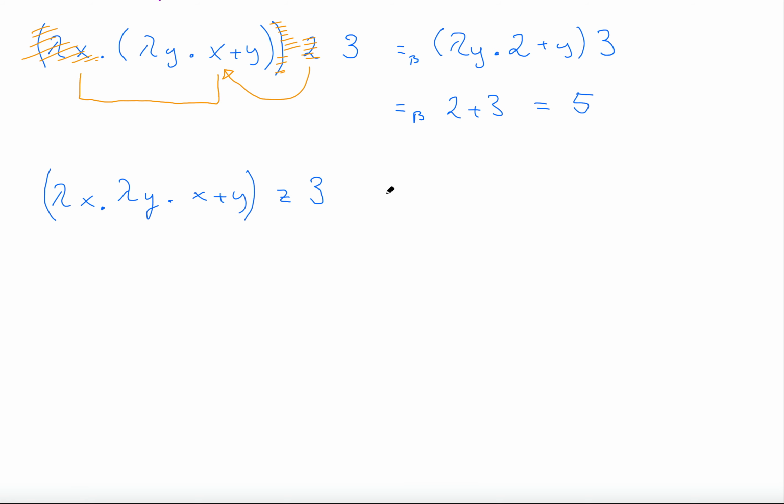So I can still do the same kind of computation, and it works in exactly the same way. Just where before I substituted 2 for x, I substitute now z for x. So I get lambda y dot z plus y, and then I get 3, and then I can still continue my computation, z plus 3. Now I cannot continue my computation because I don't know the value of z, right? If I don't know the value of z, I cannot continue here.